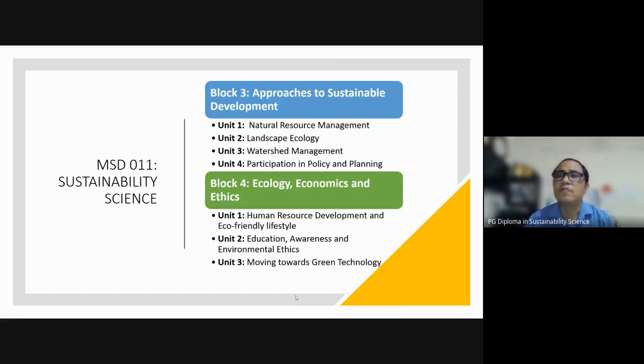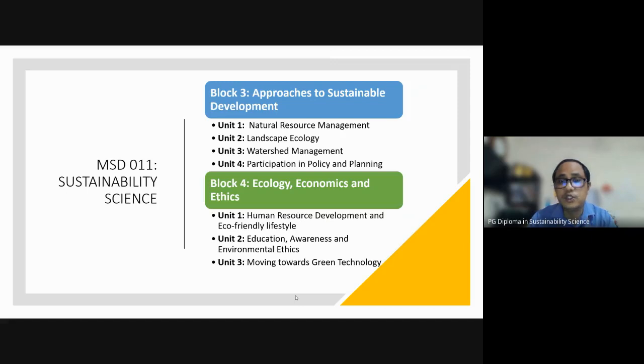Then block 3 will talk about approaches to sustainable development. When we talk about approaches, you first need to understand the natural resources. The approach is about the extraction of natural resources, in what way, how to extract efficiently and effectively. So instead of extraction, we have to understand the utilization pattern and how nature needs to exist, meaning ecology in a landscape way, landscape ecology.